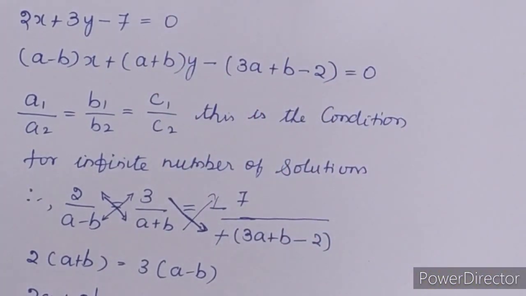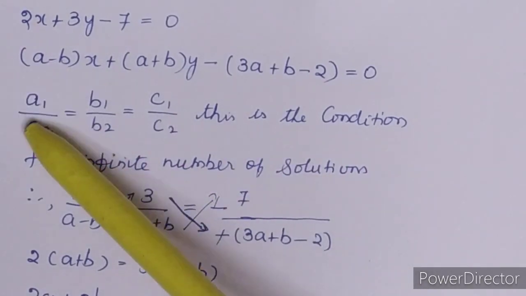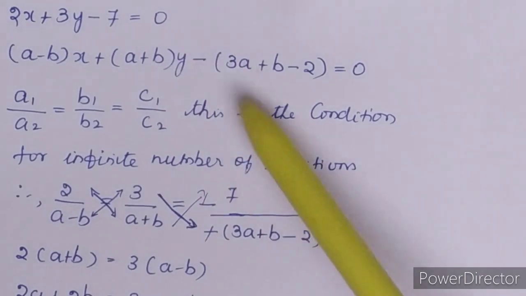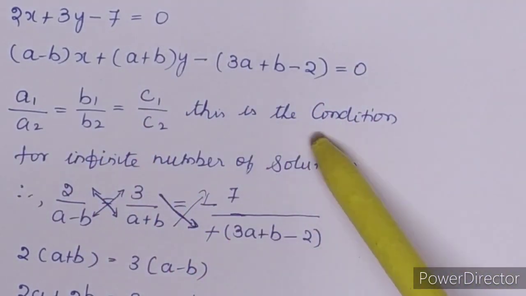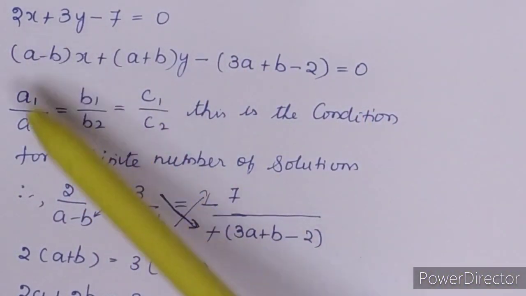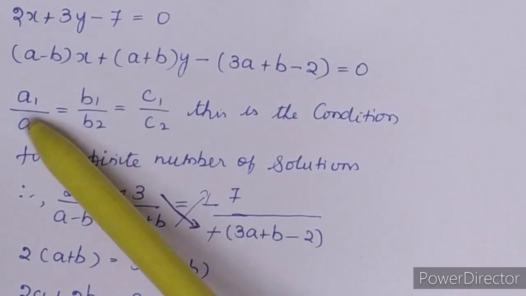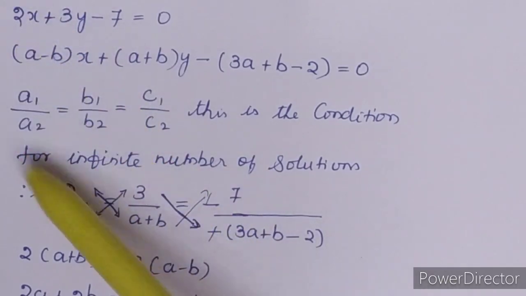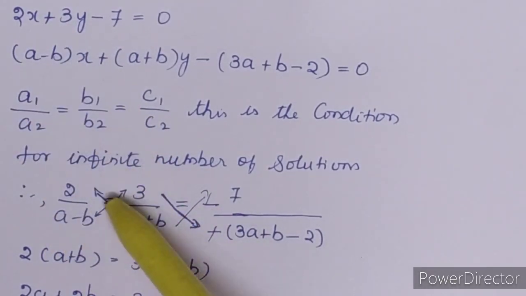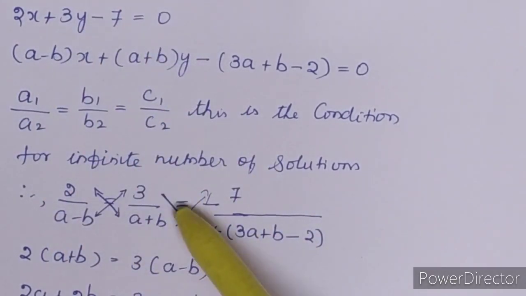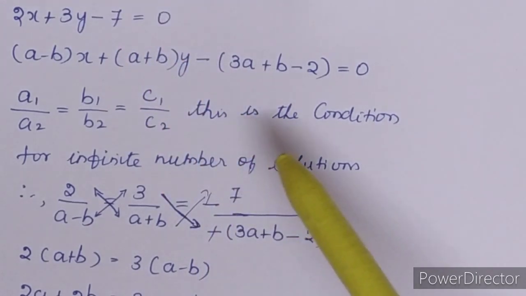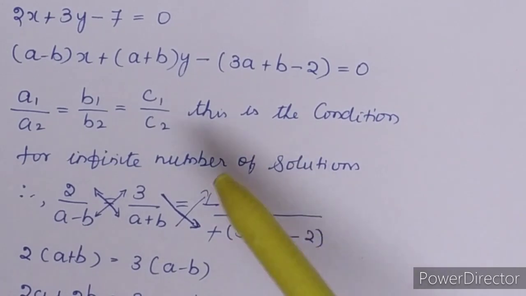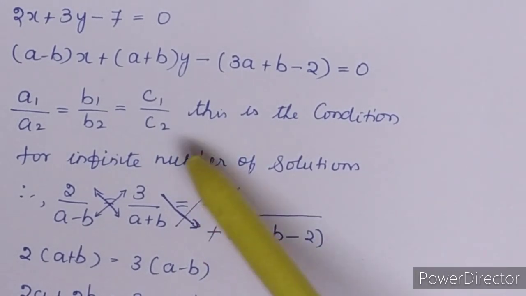So what is the condition for an infinite number of solutions? That is a1 by a2 is equal to b1 by b2 is equal to c1 by c2. This is the condition for an infinite number of solutions. So writing these two equations in this format of a1 by a2 is equal to b1 by b2 is equal to c1 by c2, we get this. Therefore, 2 by (a minus b) is equal to 3 by (a plus b) is equal to minus 7 by minus (3a plus b minus 2). So here minus will get cancelled.